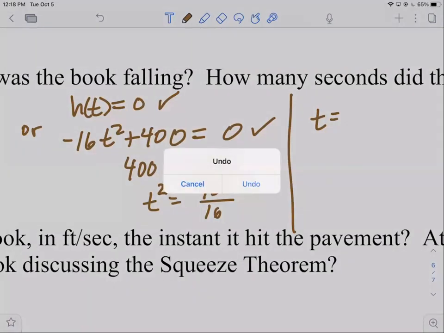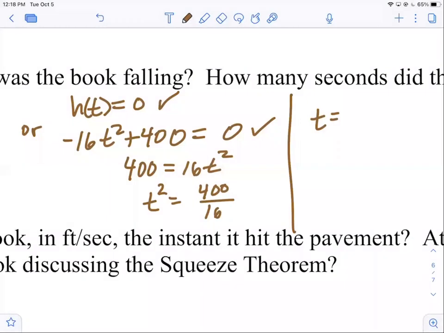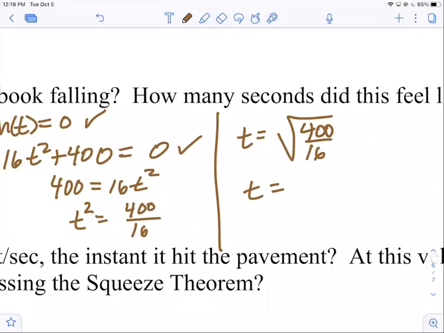So negative t values don't make sense. So we've considered them, right? And now we're going to throw it out. So we really just want the positive square root in this case. And look, those are both perfect squares, aren't they? The square root of 400 is 20, and the square root of 16 is 4.